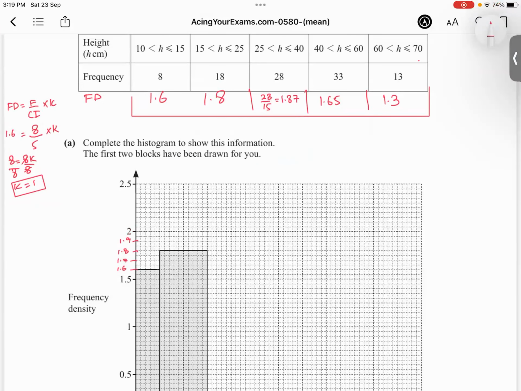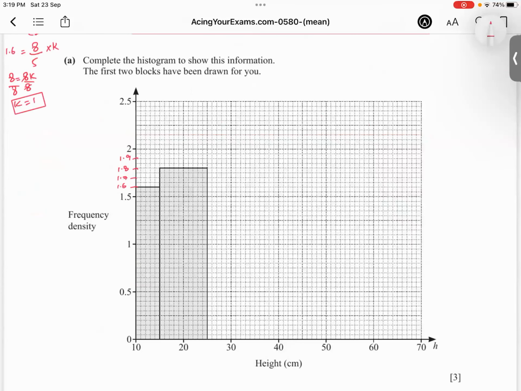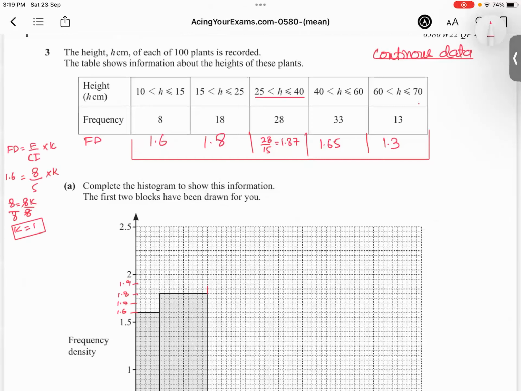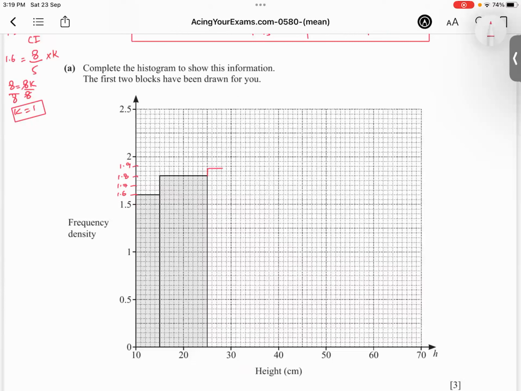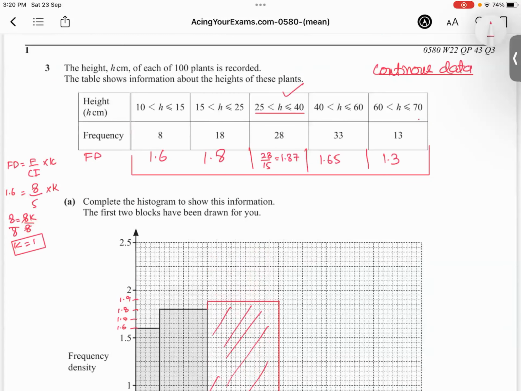So 25 to 40, it's time to plot this one. 25 to 40, it's 1.87. So let's point out 1.87 first. This is 1.8, 1.85, 1.7 would be somewhere here. So that is 25 to 40. That is still 40. I will mark a few lines like that because this was my drawing. Okay, then it's time for the second one.